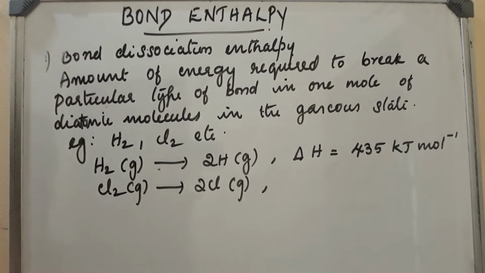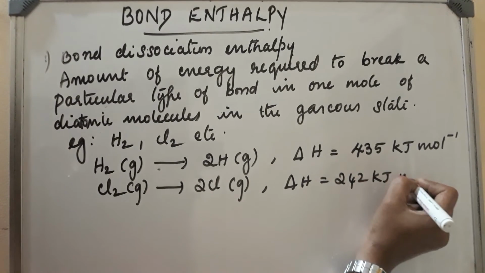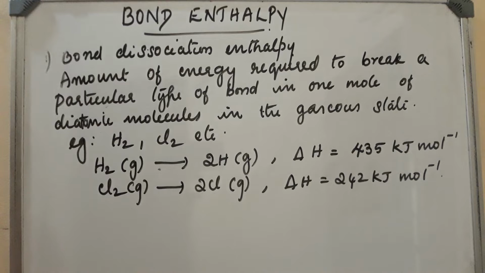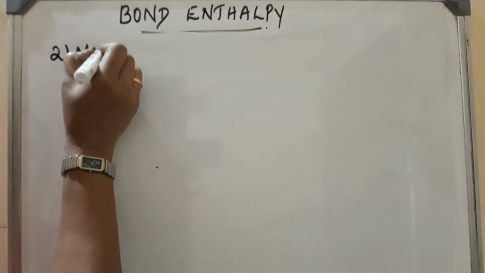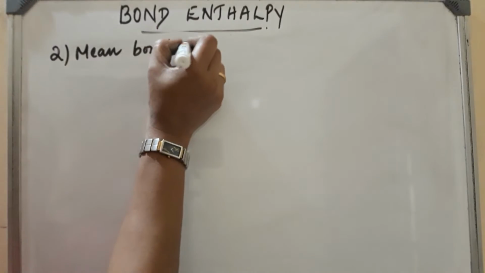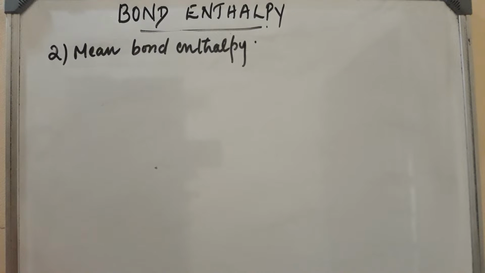Okay, here the delta H is found to be 242 kilojoule per mole. Okay, this is the first type of bond enthalpy. Second one is mean bond enthalpy. This is associated with polyatomic molecules. Mean bond enthalpy is the average amount of energy required to break a particular bond in 1 mole of polyatomic molecules in the gaseous state.